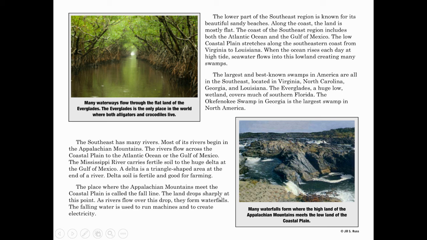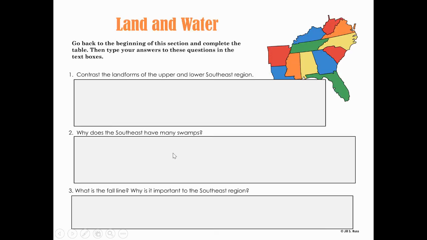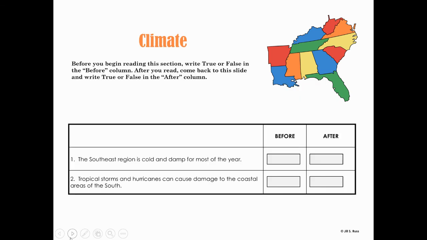The land drops sharply at this point. As rivers flow over this drop, they form waterfalls. The falling water is used to run machines and to create electricity. And here is a picture of one of those waterfalls. Many waterfalls form where the highland of the Appalachian Mountains meets the lowland of the coastal plains. All right, so the next time I see you, we're going to talk more about the climate.